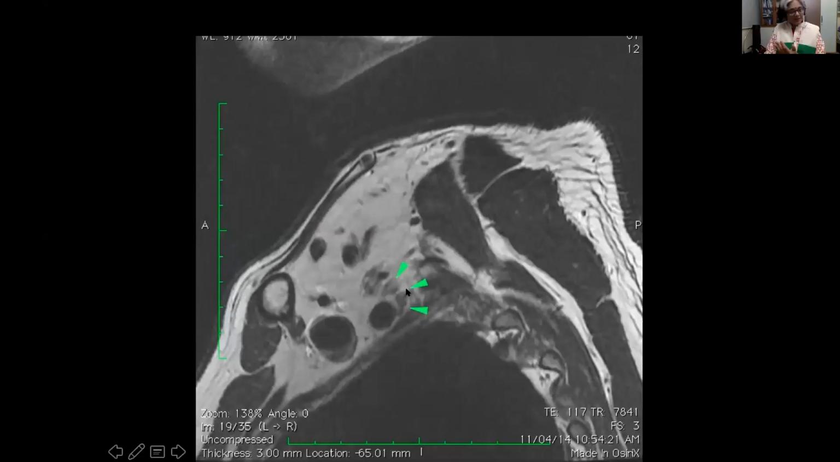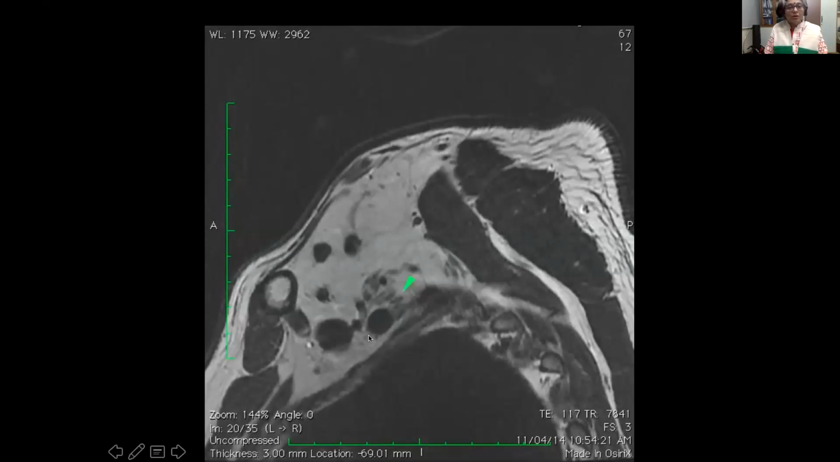As I come further laterally, this is the costoclavicular space. This is the first rib here. This is the clavicle. This is the subclavian vein, and this is the subclavian artery. And now you can see the divisions of the brachial plexus all around it. So again, keep non-fat-sat and stir sequence side by side. Look on stir for hyperintense signal. Look on non-fat-sat sequence for the anatomy.